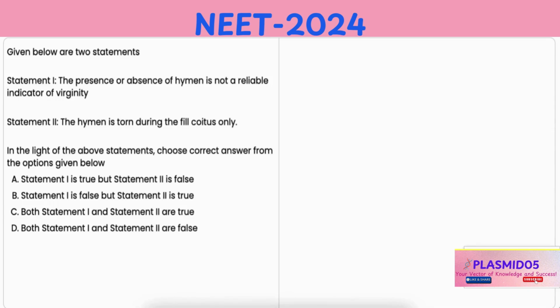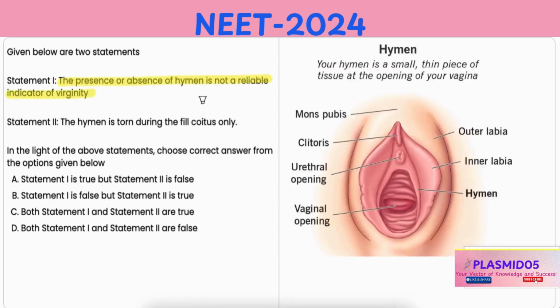In this question, two statements are given, and in the light of these two statements, you have to choose the correct answer. Statement 1. The presence or absence of the hymen is not a reliable indicator of virginity. Now, this is true because the hymen can be torn or stretched due to various non-sexual activities like sports, cycling, the use of tampon, or even other physical activities. And some individuals may also naturally have an absent or very elastic hymen.